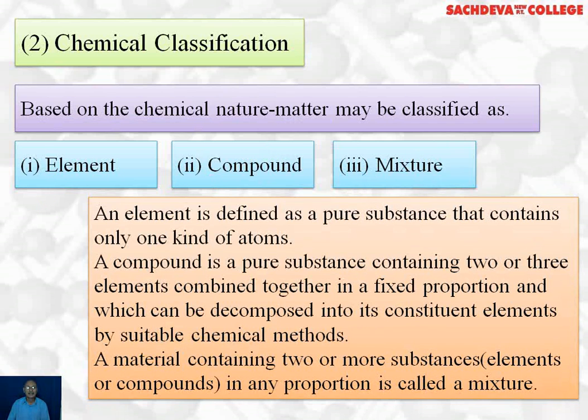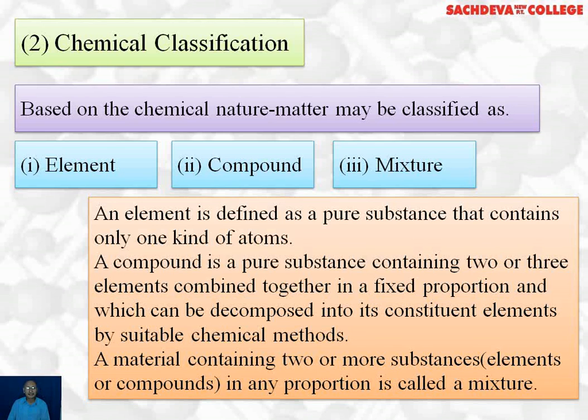Now, what is an element? An element is defined as a pure substance that contains only one kind of atoms. It is a simple substance and it cannot be broken into simpler substances. A compound is a pure substance containing 2 or 3 elements combined together in a fixed proportion, and which can be decomposed or broken down into its constituent elements by a suitable chemical method.